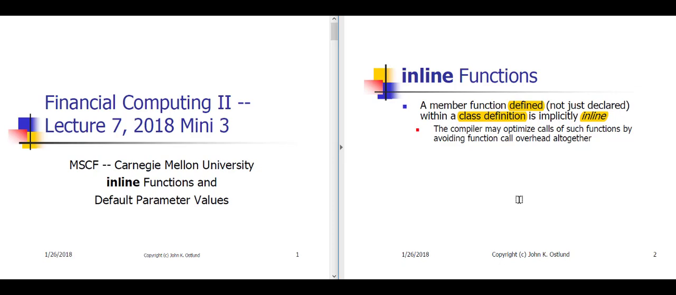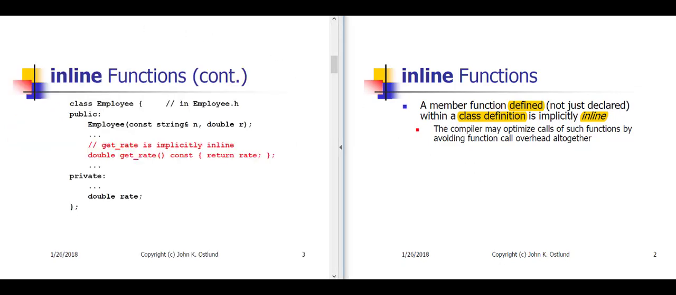And what that means is that the compiler may optimize away the actual function call overhead normally associated with calling a function. For example, here on slide 3, we have an example that we've already seen. We have our employee class here with its constructor. In the private section, it has rate, which is a double, as a data member, keeping track of the hourly rate of the employee. In the public section, we have this member function, getRate. GetRate is a const member function. That means that it doesn't in any way change the employee object that it's been called on. It returns a double.